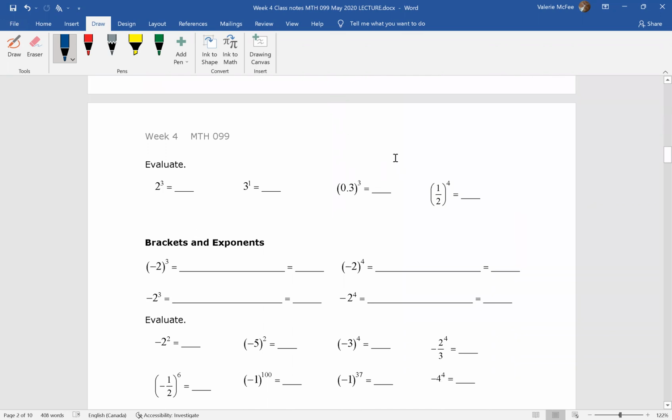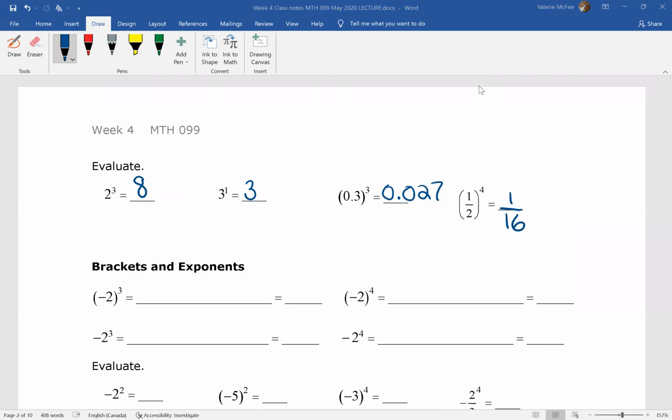So we'll stop here. Let's evaluate these. Pause your video, find the answer for those first 4. I hope you found these answers. Just a quick note about 0.3 cubed. I hope you know how to multiply decimals. You first of all ignore the decimals, and we have 3 times 3 times 3, which gives us 27. But then you add up the decimal places, we'll have 3 decimal places in our answer. So I hope you know that. Pause your video again, try the next 4.